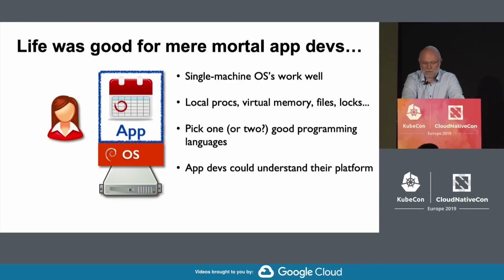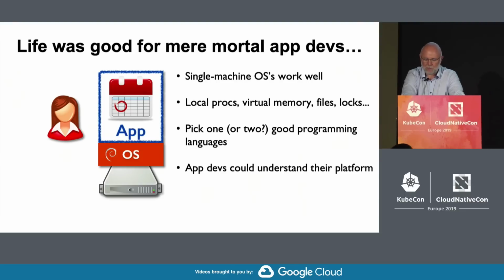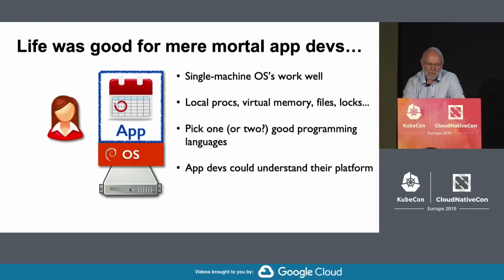Single machine operating systems work fairly well: Linux, Windows, Mac, etc. Android even. All of these provide great abstractions for those kinds of applications: local processors, virtual memory, file systems, locks. All of these things are kind of indispensable when writing applications on a single machine. And for the most part, if you wanted to build an application, you could do it in one or maybe two languages, and everything was good.